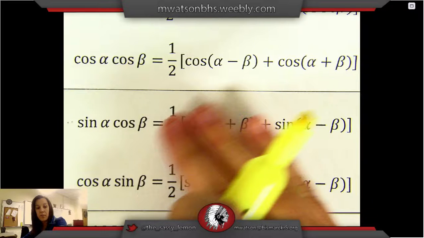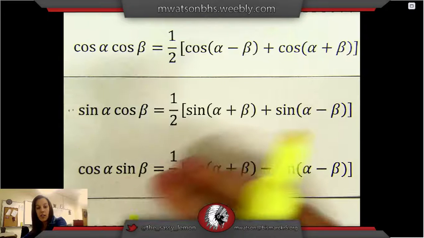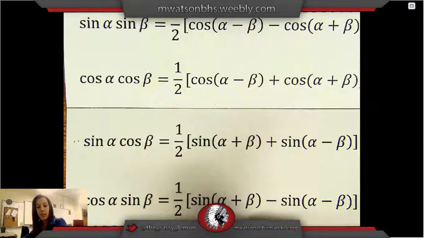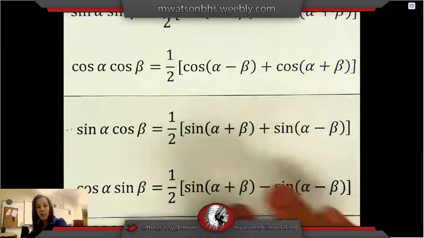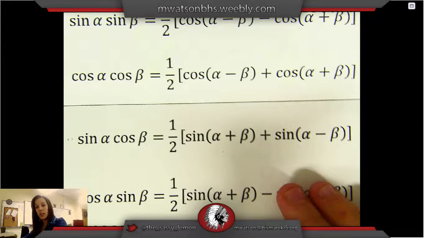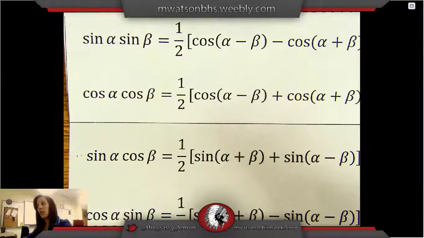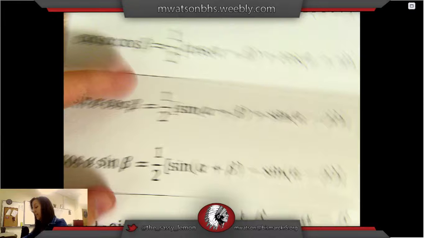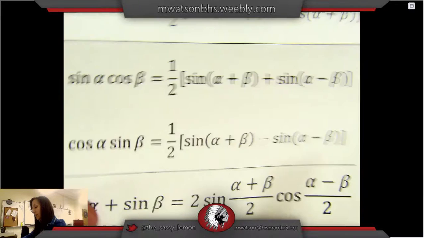Sine and cosine, cosine, sine. So here are the various formulas that you have, and you can use them to go in one direction or the other direction, depending on the problem that you're doing, and you'll see some examples in a minute. And then these down here go in the opposite direction, so they take a sum and turn it into a product.